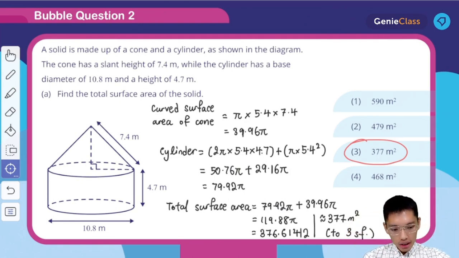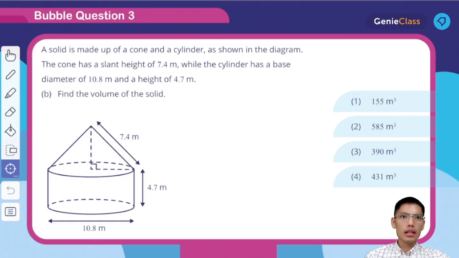Okay, next one, bubble question number 3. Find the volume. Volume should be alright, but let's see how we fare. Volume. Launching the bubble launcher in 3, 2, 1. Let's go. Alright, let's go.